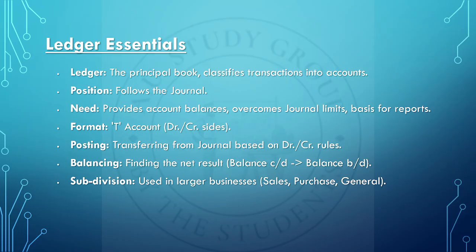This is what we basically do in ledger entry. We follow the journal in a format. We format it in T account. We post the journal entries into the ledger, then we balance it to create a trial balance, which again we'll discuss in later videos. From the trial balance, again we'll create our financial statements.